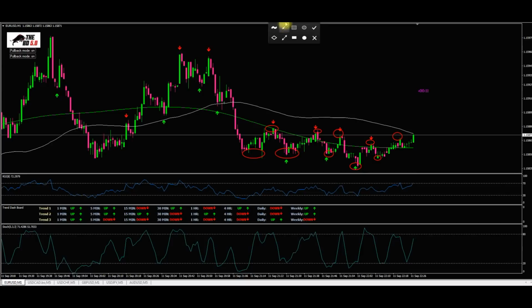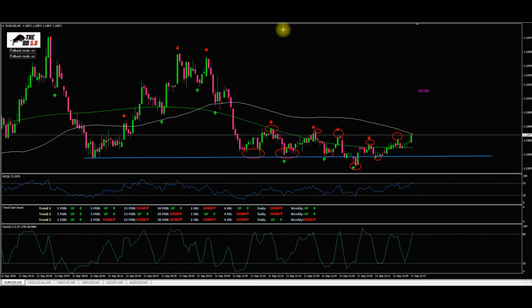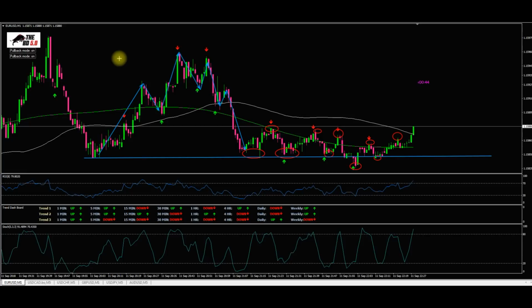I'm also going to draw a blue line, which is going to be our resistance, and I will show you exactly what's happening. The price has come up, trended down, pulled up, trended down, pulled up, trended down, right? Can you see that? Trend up, pull back, trend up, almost like a double top at the top here.